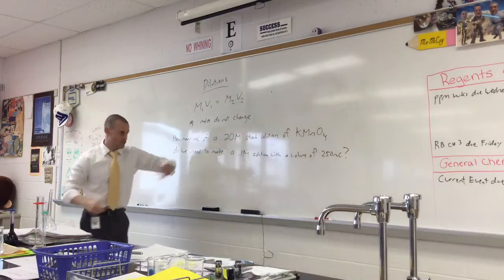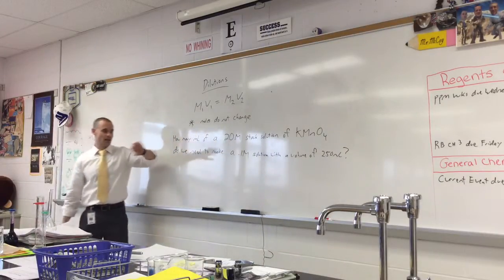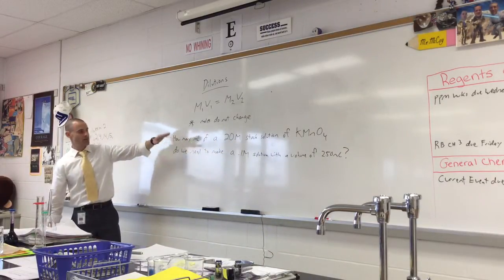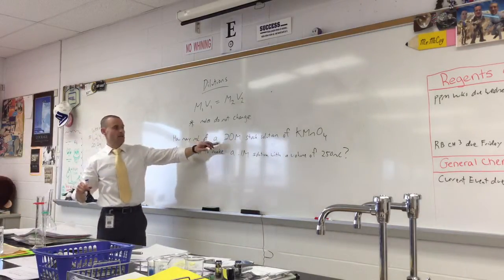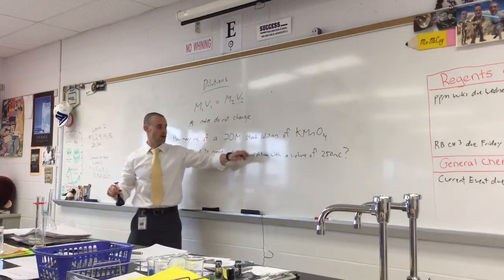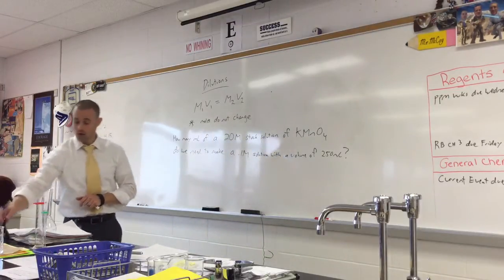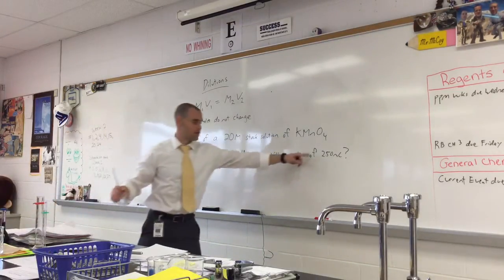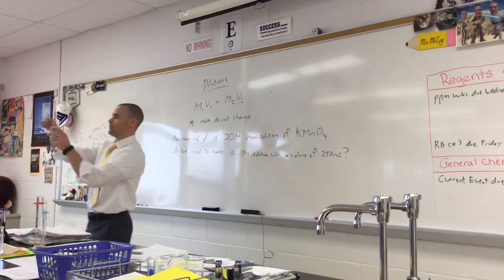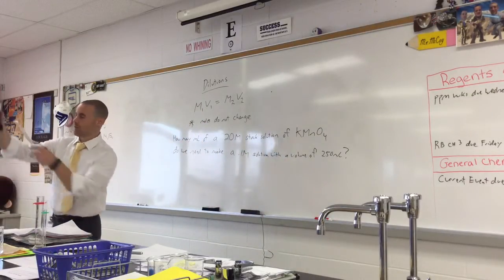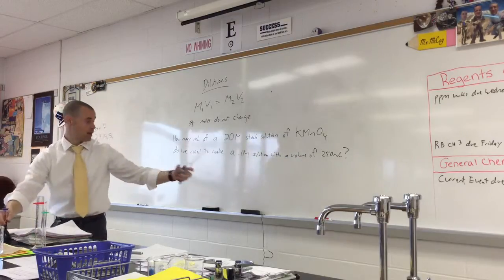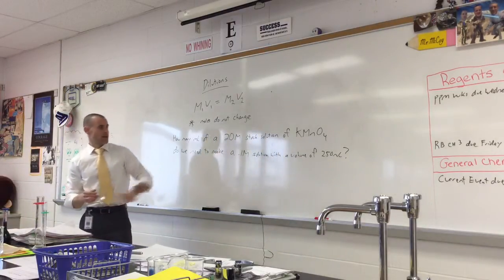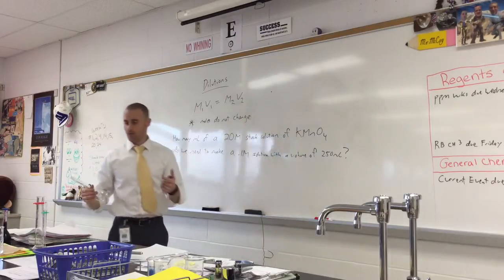So let me rephrase it and reread it now that we got everything down. How many milliliters of this do we need to make a 0.1 molar solution with a volume of 250? So I want to fill this up to 250. I want to know how much of this do I need to put in here to make a dilution with a molarity of 0.1.